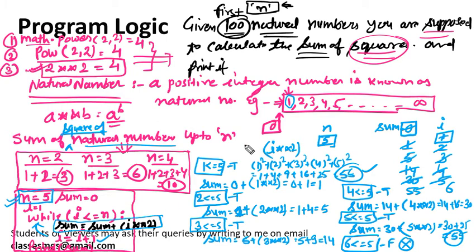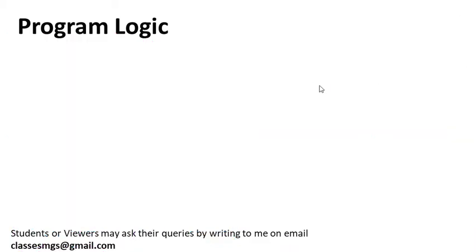Okay, so now let's go and see the Python code, because the logic I have already explained to you. Now we are going to see the Python code directly. Okay, so let's go to the Python code. So here I am going to write the Python code. Let's choose the green color.